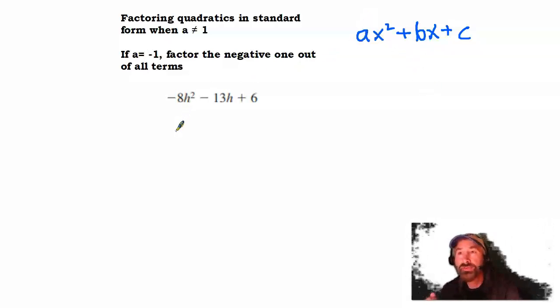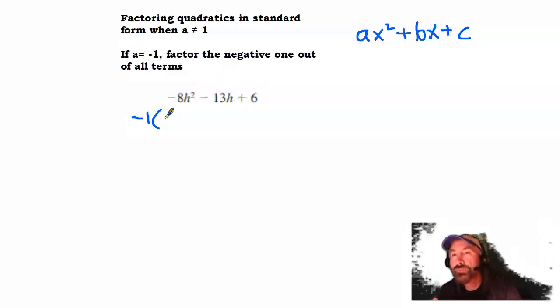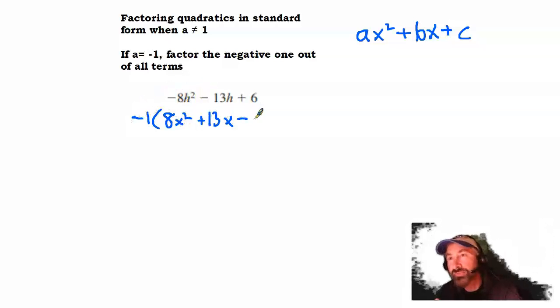I'm going to show you something special that you need to do. And the good news is it's going to be a little bit of a review of some of the other things that I've already discussed in my previous videos. So first we're going to try factoring out the -1. I've got -8h squared minus 13h plus 6. If you don't mind, I'm just going to replace the h with an x. So this will be positive 8x squared, because I factored out a -1, and then it'll be positive 13x, because I factored out a -1, and then this will be minus 6, because I factored out a -1.